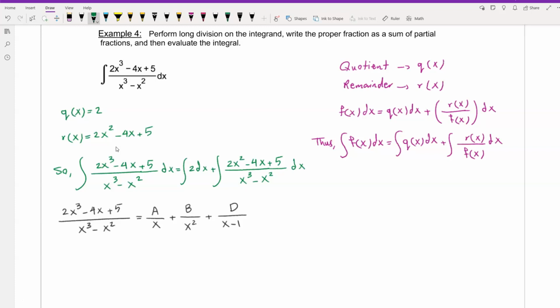and the remainder is 2x squared minus 4x plus 5. So our integral is equal to the integral of 2 dx plus the integral of (2x squared minus 4x plus 5) divided by (x cubed minus x squared) times dx. So this first part is easy to integrate. That will be 2x plus c, right, for this one.